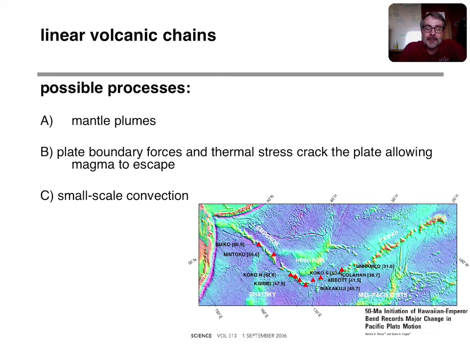Now, linear volcanic chains, I'll tell you later, are associated with these gravity lineations. So there's some connection between the two. But the linear volcanic chains are also associated with mantle plumes. So I'm going to mix these two ideas and confuse you a little bit. But there's this whole idea of linear volcanic chains and what are the possible processes that could create these things. We've got the mantle plumes idea. Here's another idea that was proposed early on, actually. These are just cracks in the plates formed by the slab pull of the subduction zones around the Pacific and Nazca plates and other plates, or they could be small-scale convection. The next slide.